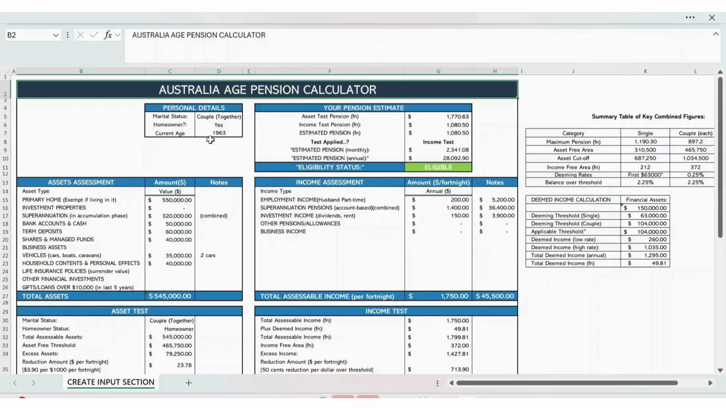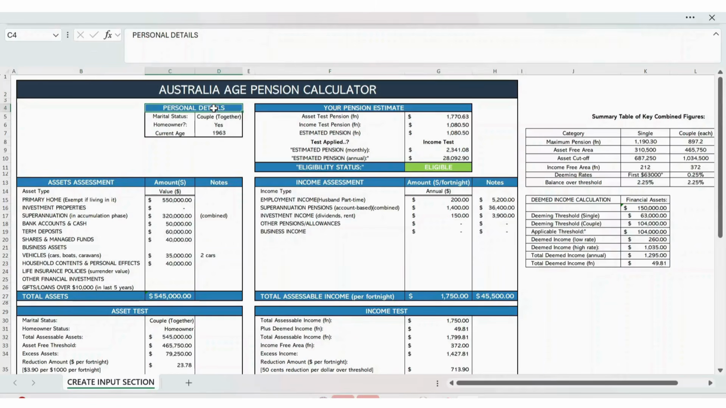Today we're diving into something that's crucial for all Australians approaching retirement, the age pension. I've created a comprehensive calculator that will help you understand exactly how much pension you might be eligible for, and more importantly, how your assets and income affect your payments. By the end of this video, you'll understand how your personal situation affects eligibility, the asset test and how it works, the income test and deeming rates, and how your final pension amount is calculated. Let's jump right into it.